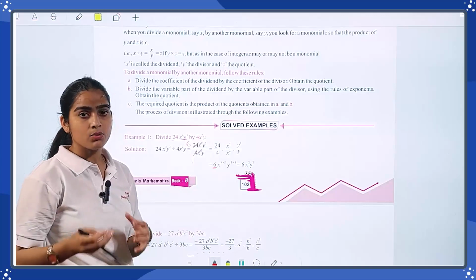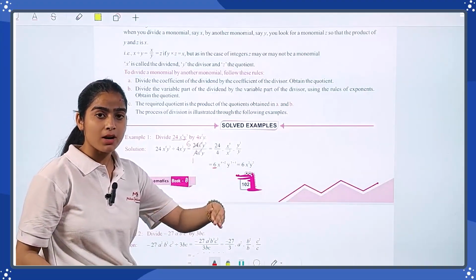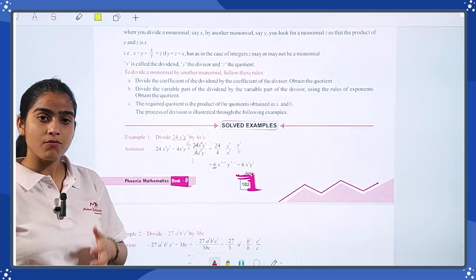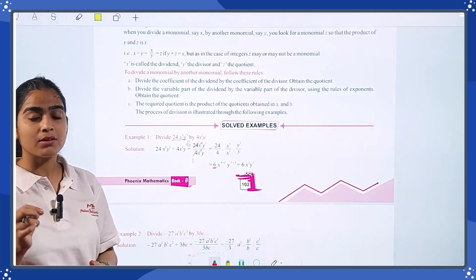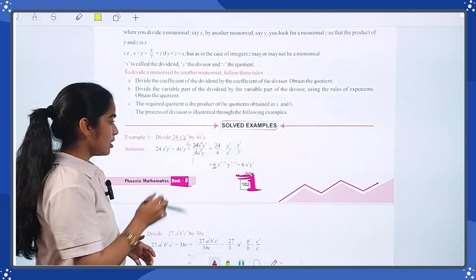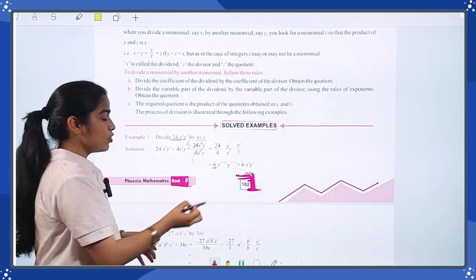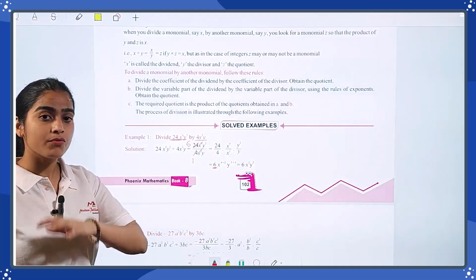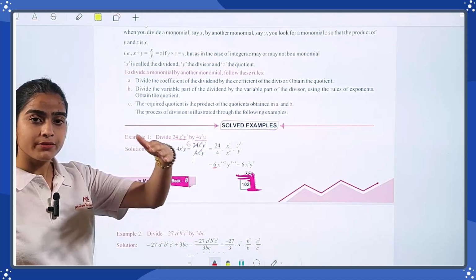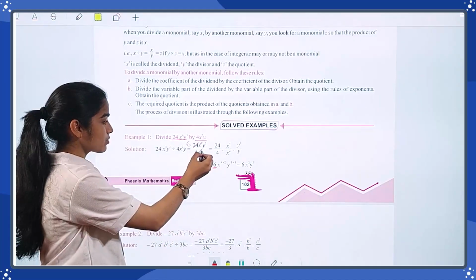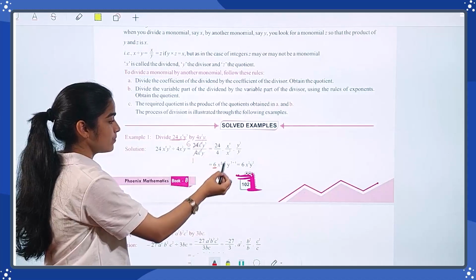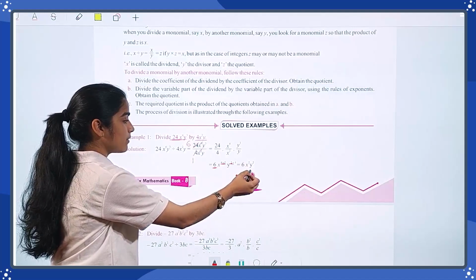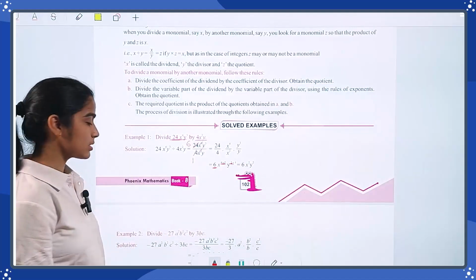So 4 minus 2, because division means repeated subtraction. In multiplication we add the powers of the variables; in division we subtract the powers of the divisor from those of the dividend. So we have our dividend and this is our divisor. We cancel out the power of x of the dividend with the power of x of the divisor: 4 minus 2. Then y: 3 minus 1. So 6x to the power 2 and y to the power 2. Here is your answer. I hope, students, this is clear to you.